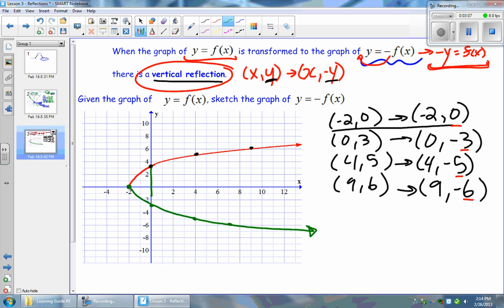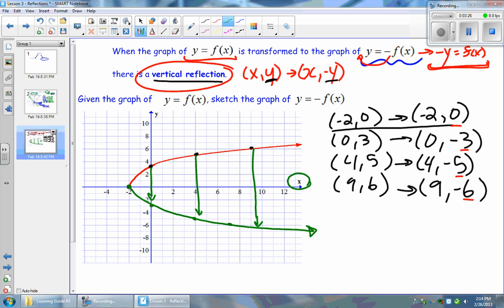All my points went vertically down, or were vertically reflected in the x-axis. So when you have a vertical reflection, it's in the line of the x-axis. Your x-axis acts as a mirror when you vertically reflect a graph.